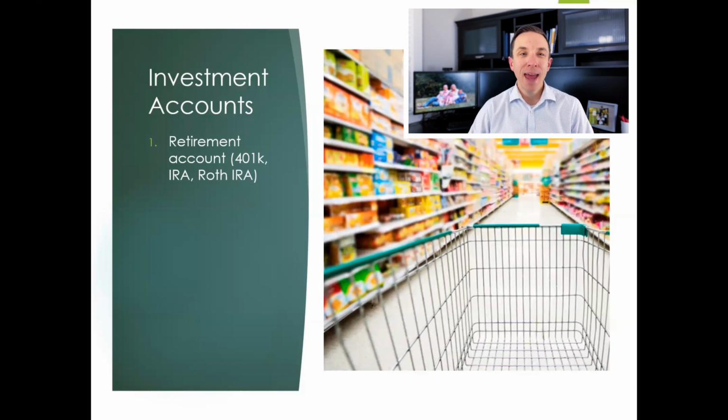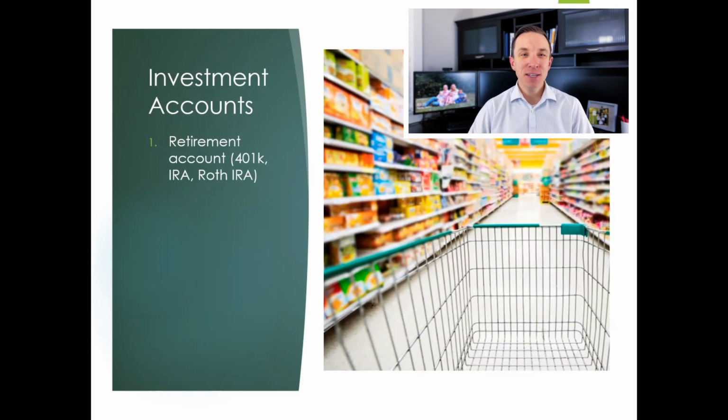A 401k is an employer-sponsored account where you receive a tax deduction for any funds you contribute. Your employer is also able to make contributions to your retirement fund and will generally match your contributions up to a certain amount. So make sure that you're taking full advantage of that employer match. An IRA is very similar to a 401k, except that it's set up by an individual rather than an employer.